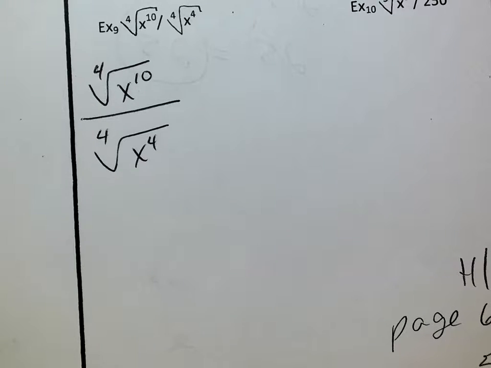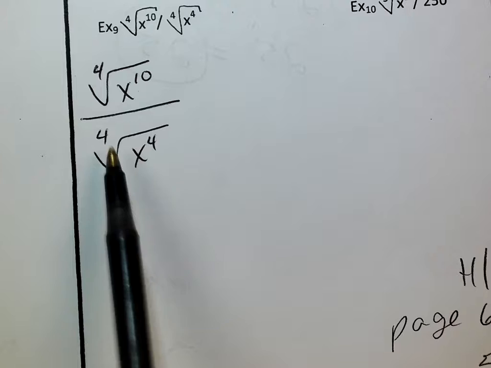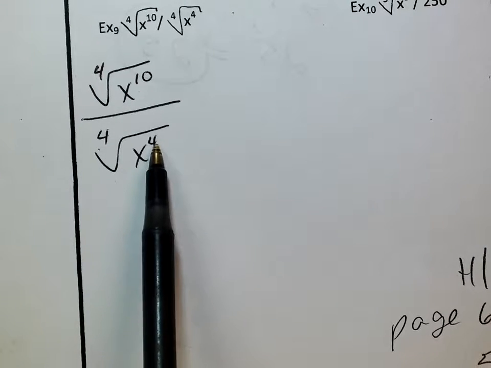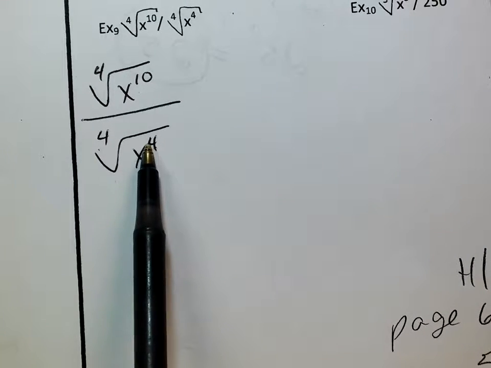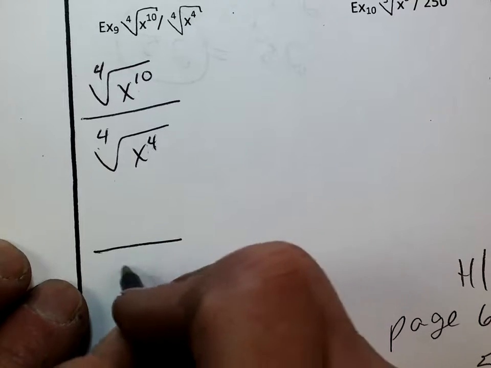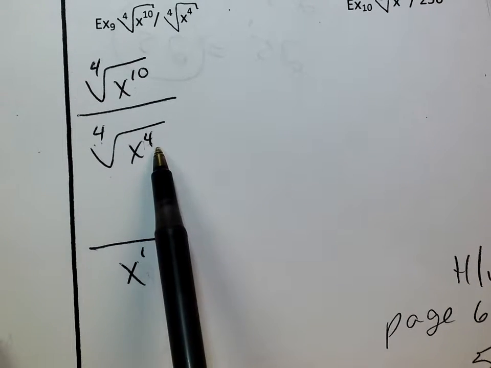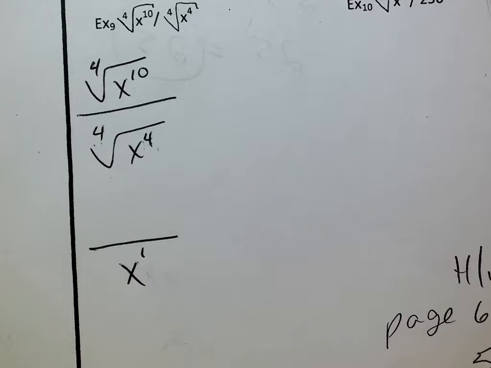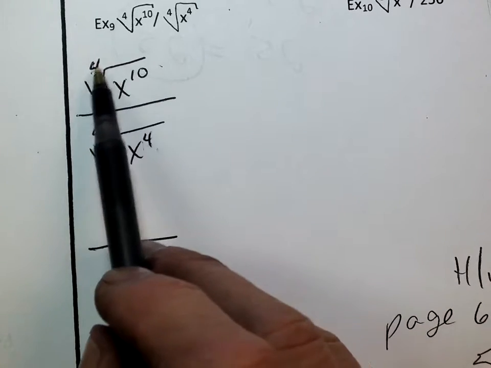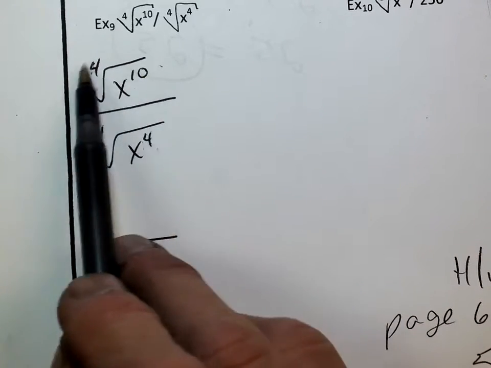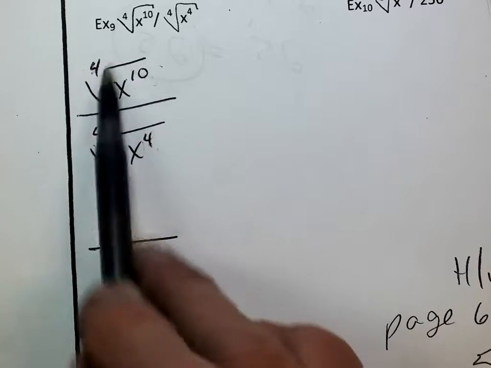Now, the bottom's actually pretty easy. The bottom is because 4 does go into 4, doesn't it? 4 goes to 4 how many times? So this just becomes a plain old x to the 1. I don't need the 1, but there it is. Everybody okay with that? The 4th root of x to the fourth is x, because x times x times x times x is x to the fourth, okay? Now up here, though, I can't really take the fourth root. I can't divide 10 evenly.